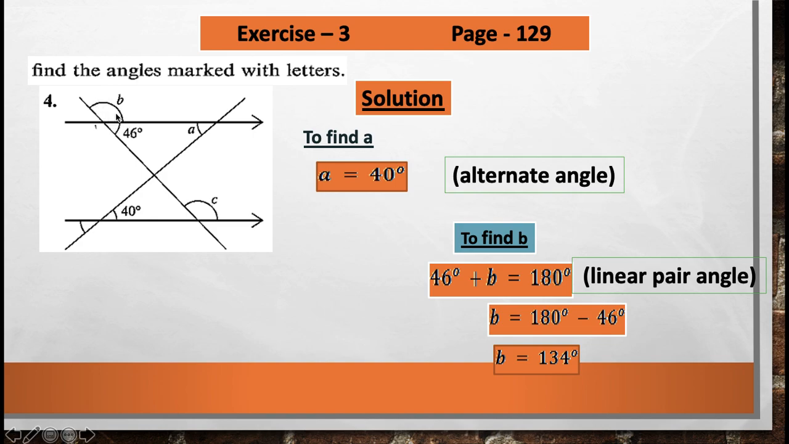This relation, linear pairs, is that the sum of the angles that lie on a straight line is equal to 180 degrees, which we discussed in the first video as well as today.